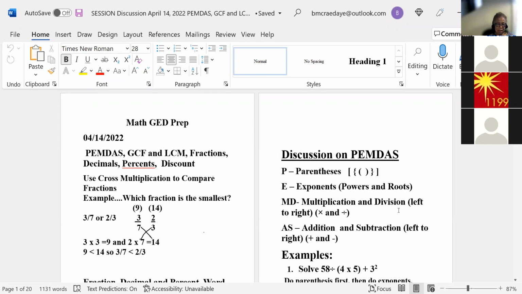Multiplication, division. Now, remember, these are left to right. So it's not strictly that you do multiplication first, then division, because you could do division first, but they go left to right. So if division is before the multiplication, you can do the division and then you do the multiplication. Same with the addition and subtraction, left to right.